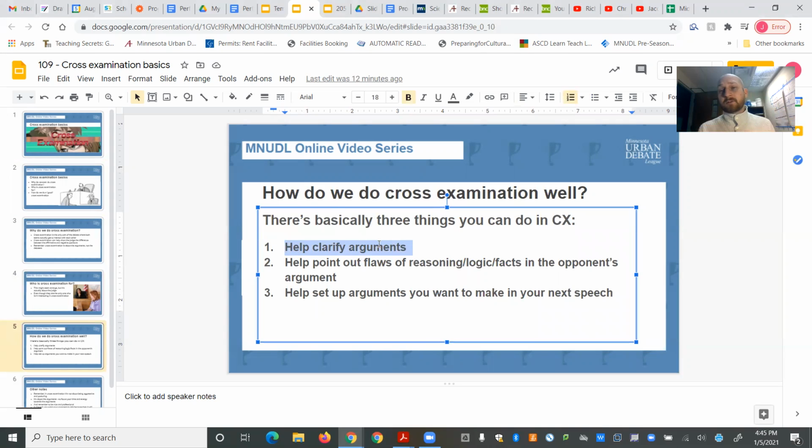And if you don't help clarify these arguments, what might happen is that you don't know what the arguments are, you don't know what's going on, but the judge and the other team do. So how could you possibly win a debate where the judge and the other team know what's going on, but you don't know what's going on? Not going to happen, right? So it's a good idea.